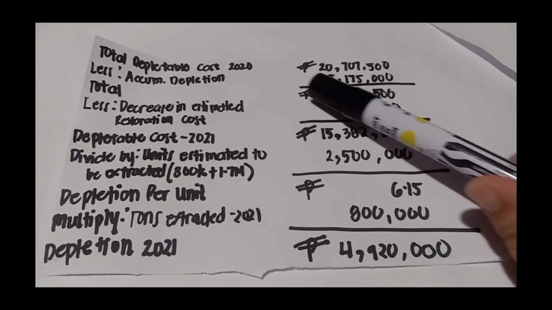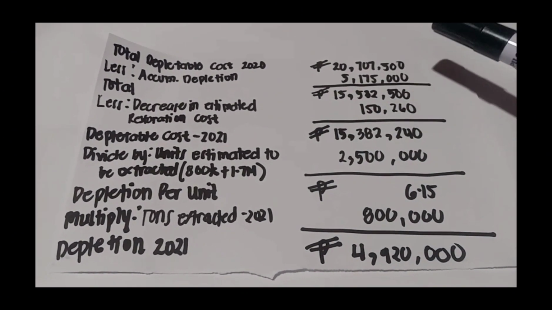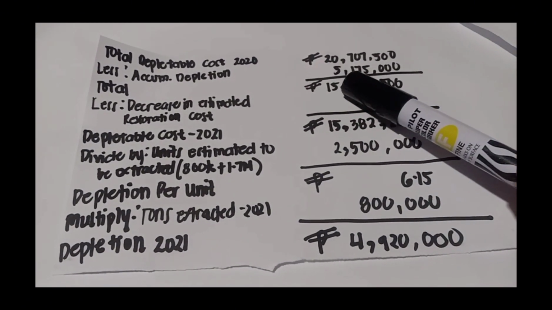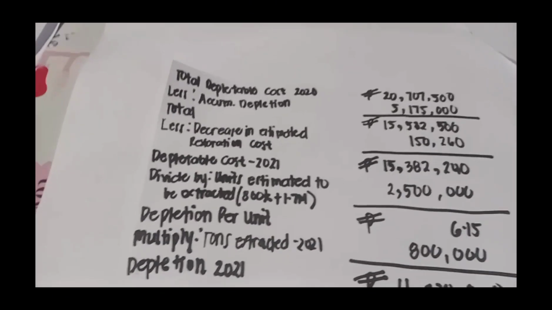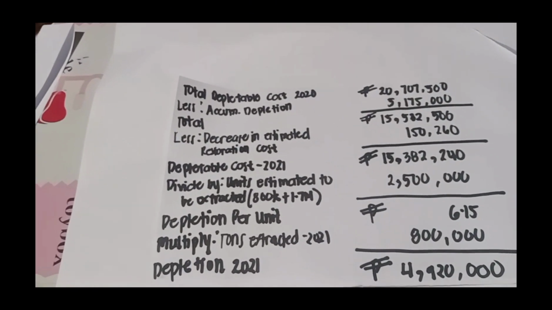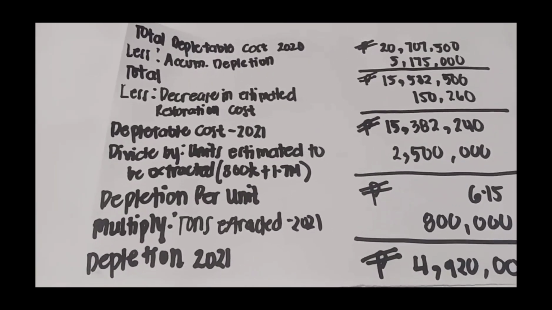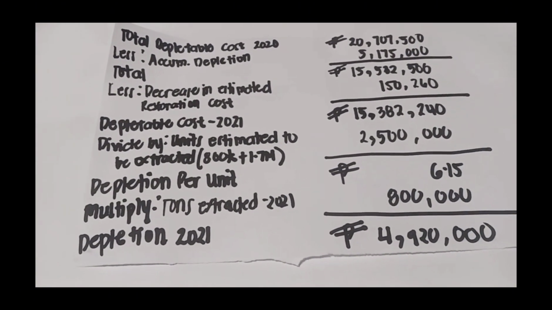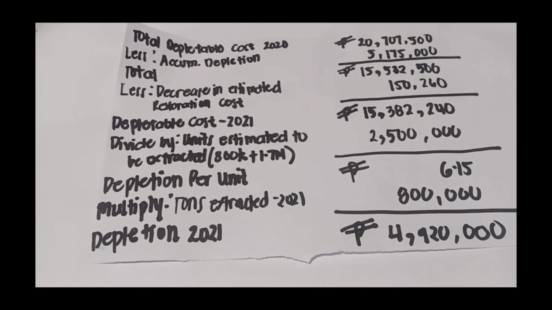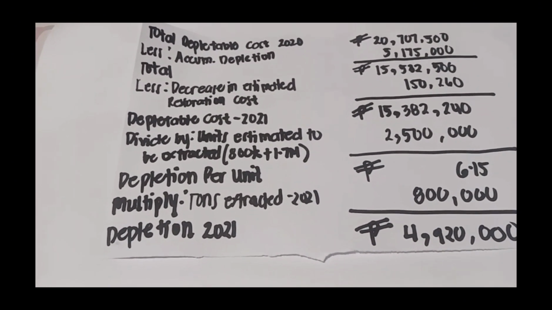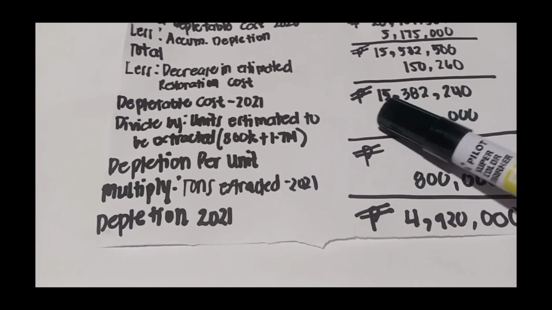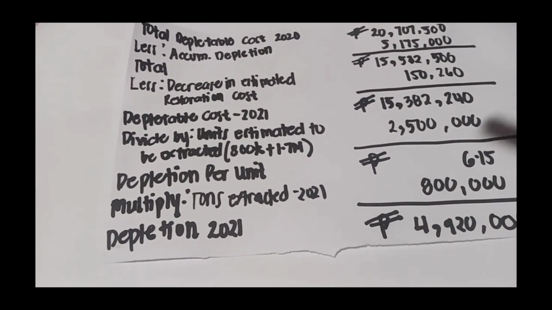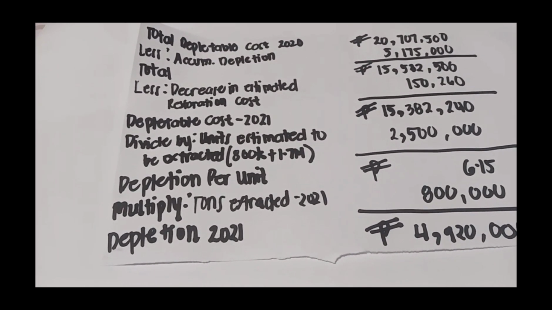So, ato na i-compute ang depletion just like sa atong gibuhat sa una. Kay naa naman tayo total depletable cost sa 2020 na 20,707,500, ato ra siyang i-less sa atong accumulated depletion na 5,175,000. Asa pod ni gikan ang 5,175,000? Naa siya sa requirement number 2. So we have a total of 15,532,500. So ato pa na siyang i-less sa decrease in estimated restoration cost na 150,260. So naa tay total depletable cost sa 2021 na 15,382,240.